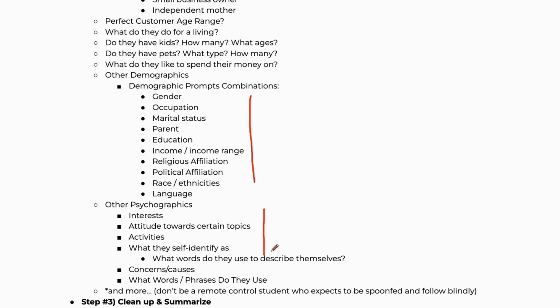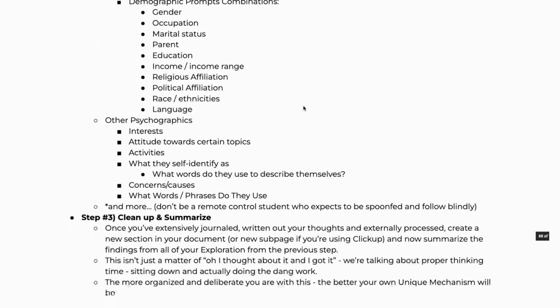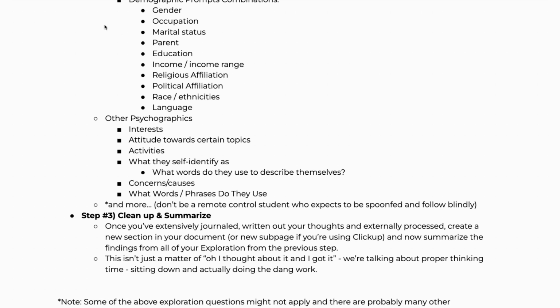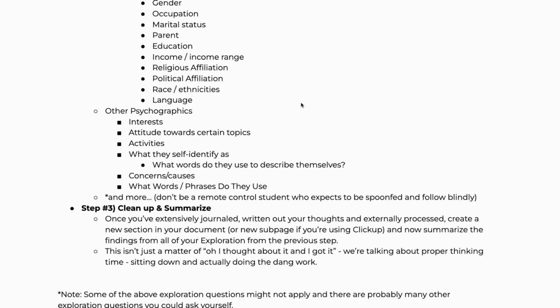And again, remember, these are just prompts. There might be other prompts that apply here, but all you're trying to do is get a general direction. Hey, I want to be able to help independent mothers who are in this age range, who do this for a profession, who might, right? Just dumping. And then step number 3 is that you might want to clean and summarize. Once you've externally processed, whether that be in the journal or by hand, however you're thinking about this, you're just brain dumping from your own head right now, exploring who that person might be.